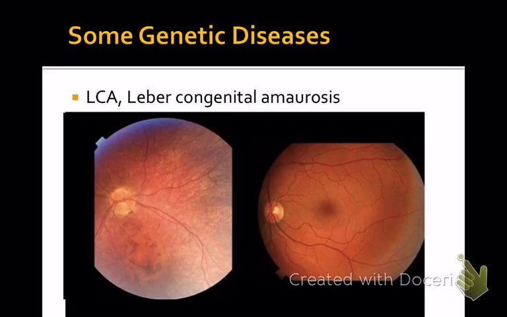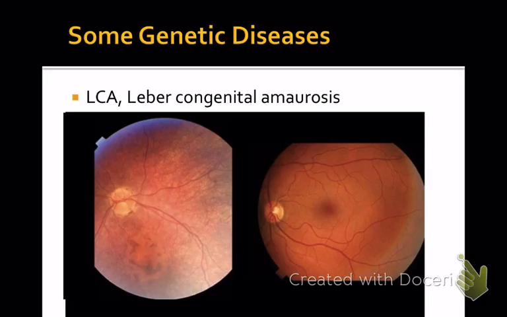Now, the vector they're using is a virus that has been stripped of its own genes. You know, viruses infect cells. They inject their own DNA into their host cells. So they take a kind of virus that they've worked with for years that they know infects human cells of this type or that type, and they take out its own DNA and put in the engineered DNA, and they inject it.